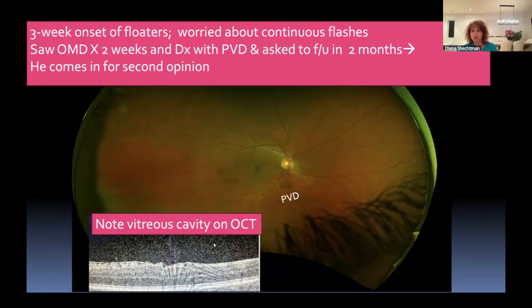He comes in to our office, and this was my retina clinic, and I was there as a second opinion. I take a look. Certainly we can see a PVD, and it's a little tough to see, but these small specks, and unfortunately I should have gotten a little bit of a higher definition, epiretinal membrane, but there were quite a few specks in the actual area of the vitreous cavity.